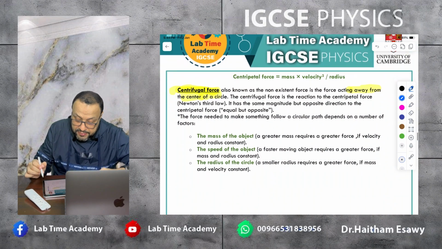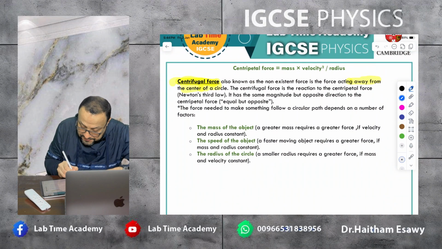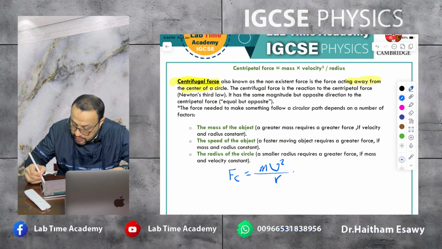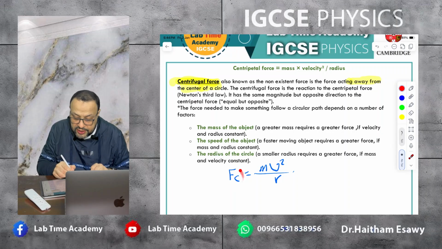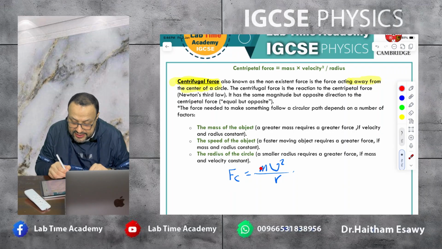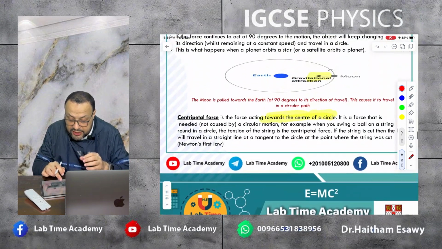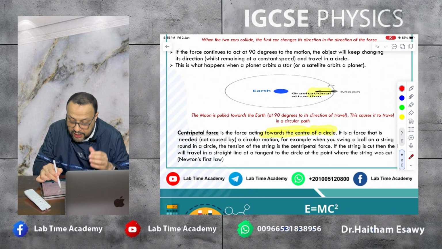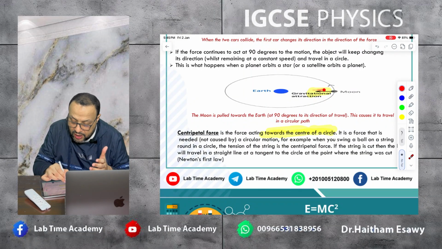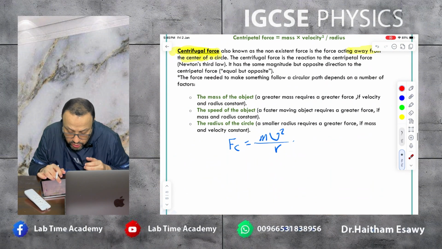By the way, we can write the centripetal force, Fc, equals M times V squared over R. Here Fc is the centripetal force, equal to mass times the velocity squared divided by the radius. The radius is the distance between the object and the center, for example, the moon and the earth. This will be R, the radius of the circle. So let's talk about this rule.